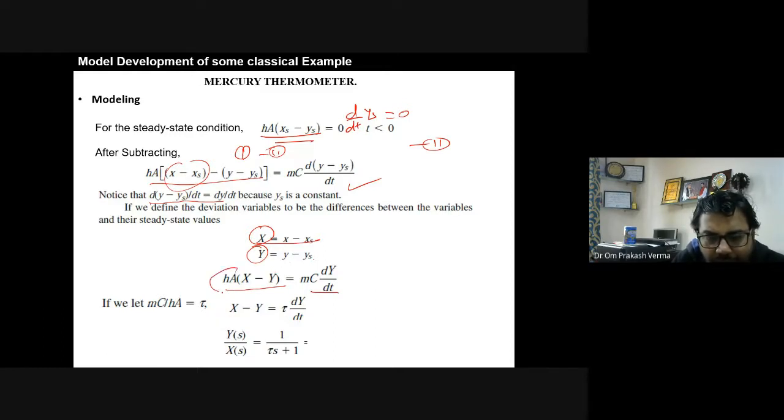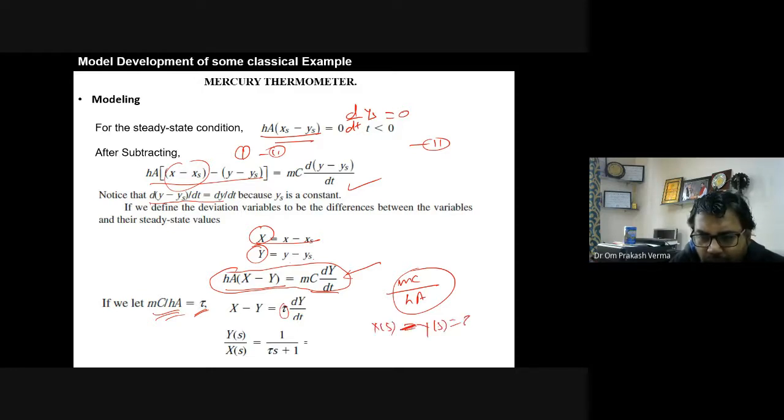Now this is a first order differential equation, looking like a first order system. It is the dynamic model of the first order system. So you can write x minus y equal to mc divided by hA times dy by dt, and this mc by hA is nothing but tau. Taking the Laplace transform: Xs minus Ys equals tau s Ys.